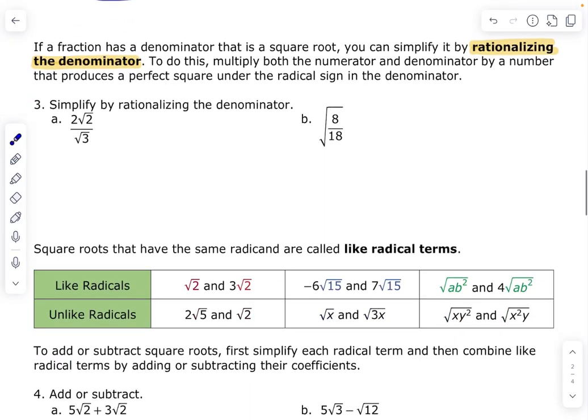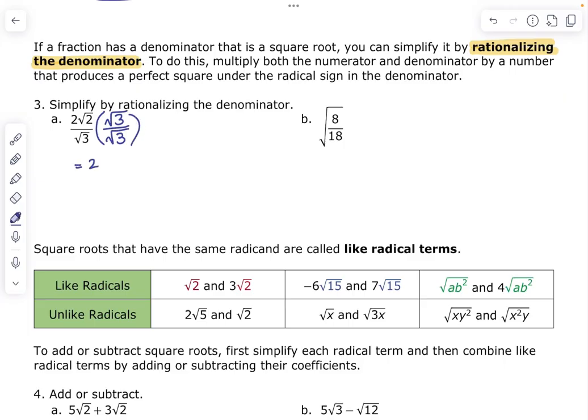So what I need to do is, in this example, I have 2 square root of 2 divided by the square root of 3. I would like to make this square root of 3 into a perfect square. I know that 3 times 3 is 9 and that 9 is a perfect square. So what I'm going to do is multiply the numerator and the denominator by the square root of 3.